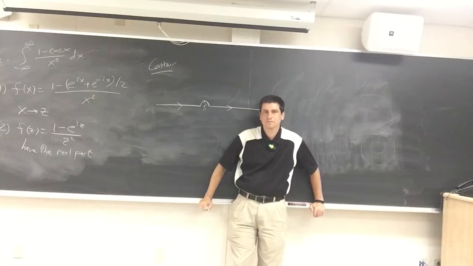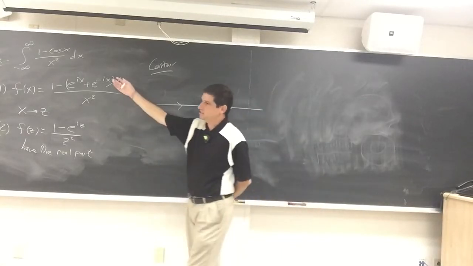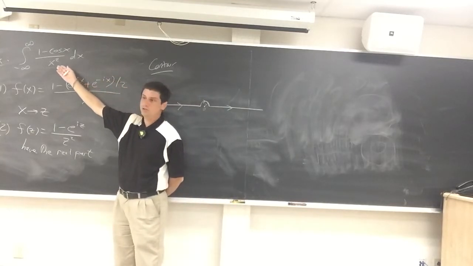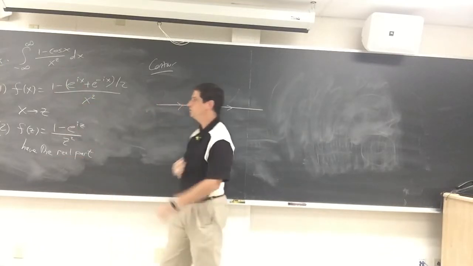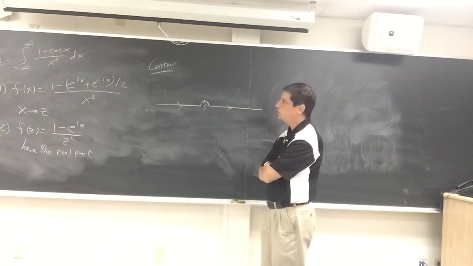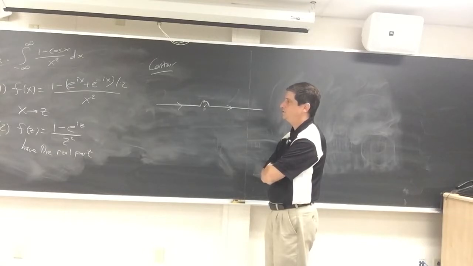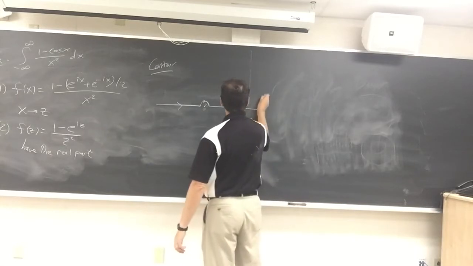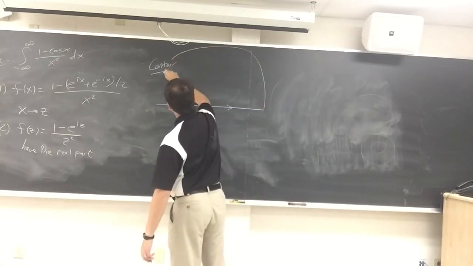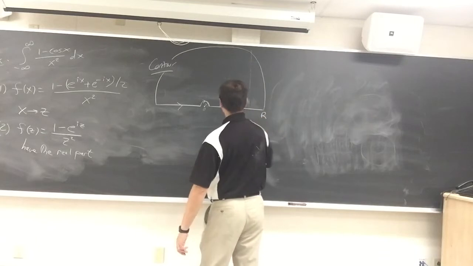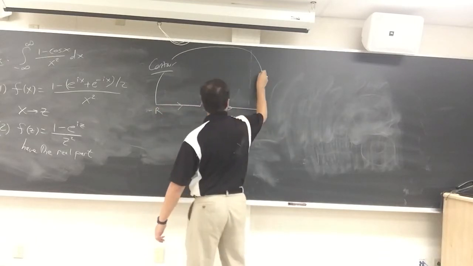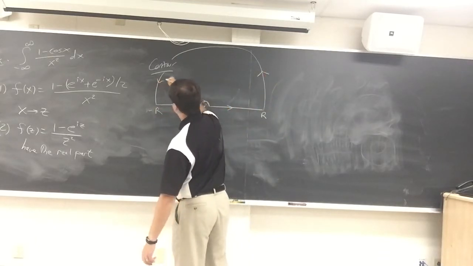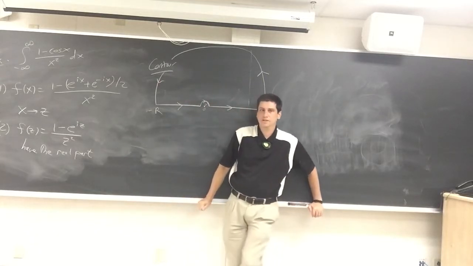Right? This function is nice and continuous. When x is very close to 0, this function is looking like a half. So I don't really worry too much about that. And now what I want to do is look at what happens if I try to integrate everything else. Imagine this is maybe plus r here, this is minus r, and I have a big semicircle like this.